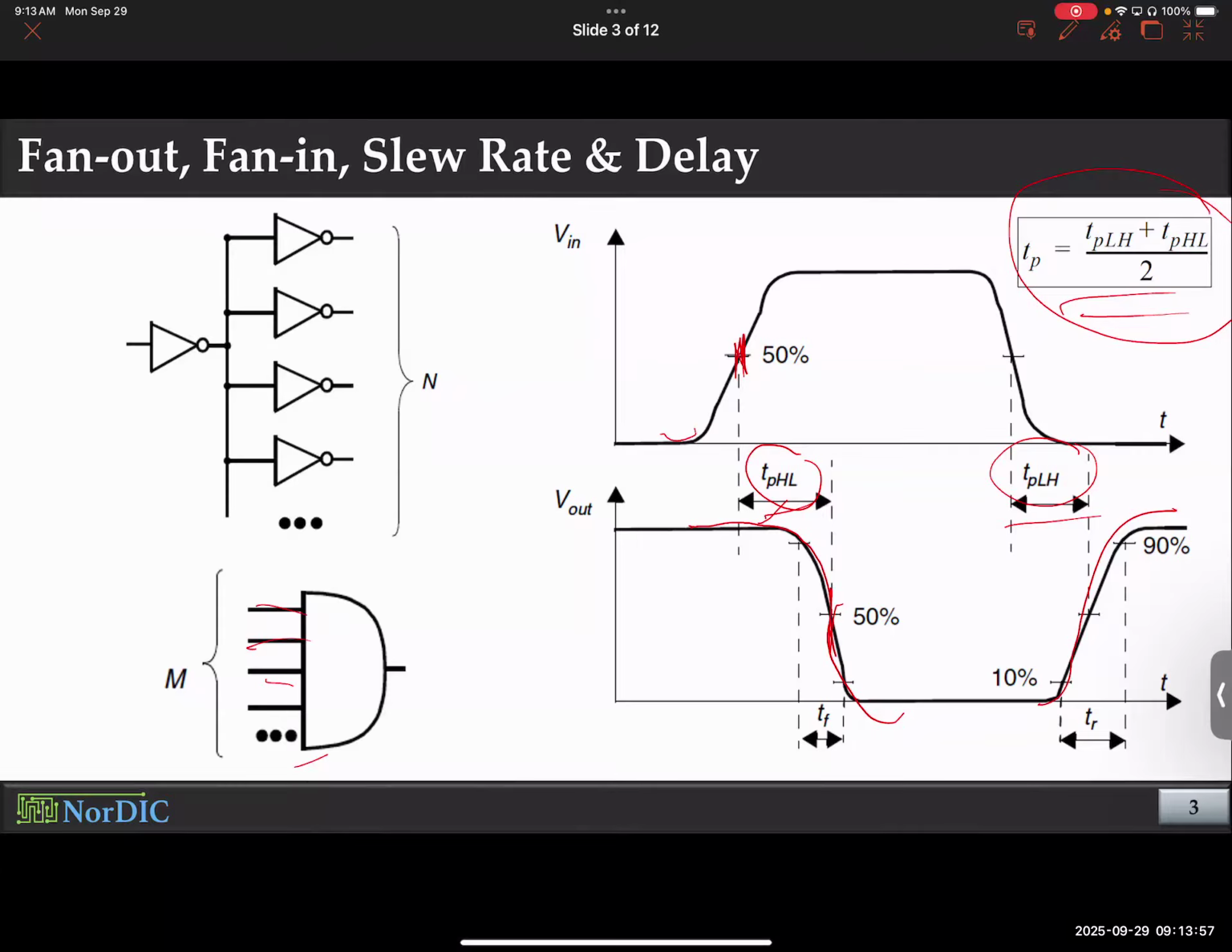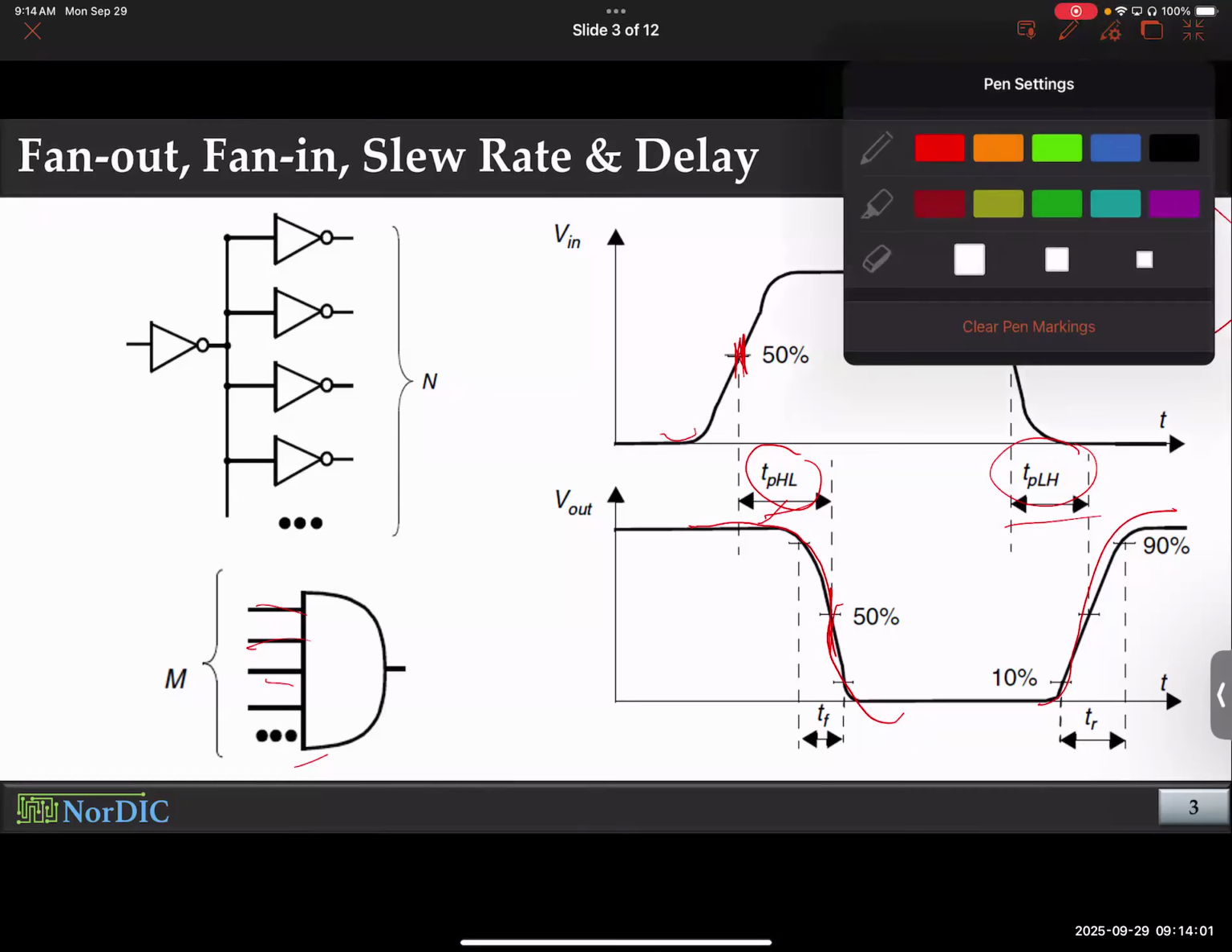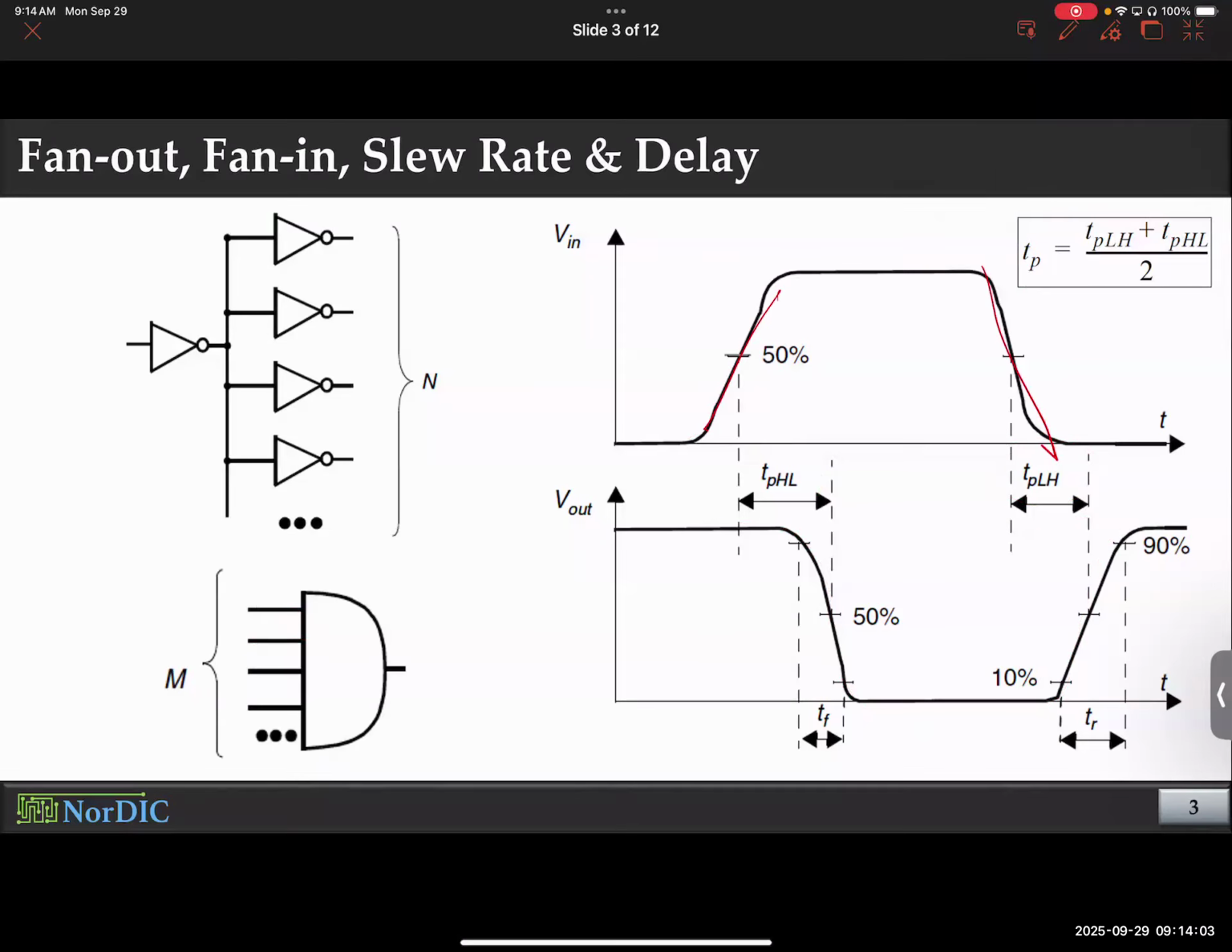All right. And then we also talked about the concept of slew rate, which is nothing but this rise time and fall time. The way we calculate rise time and fall time would be 10% to 90% point for the output. And this is your rise time. This is, say, fall time. This is your rise time. And together they're called slew rates.